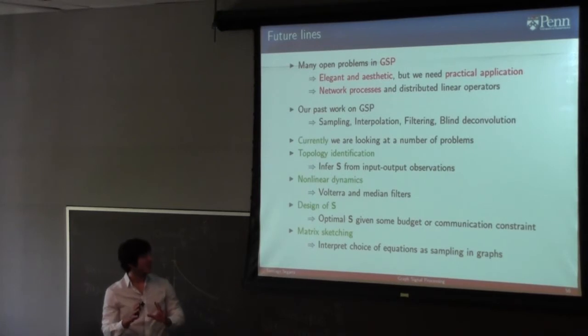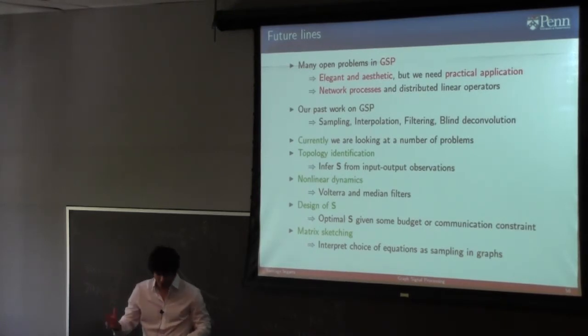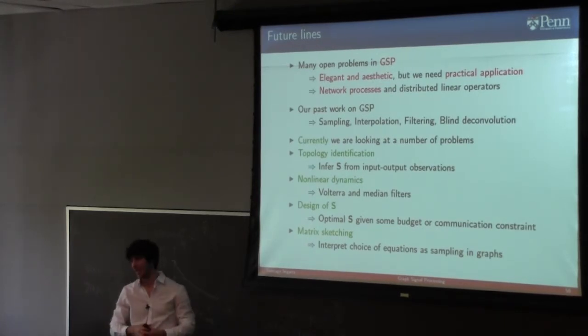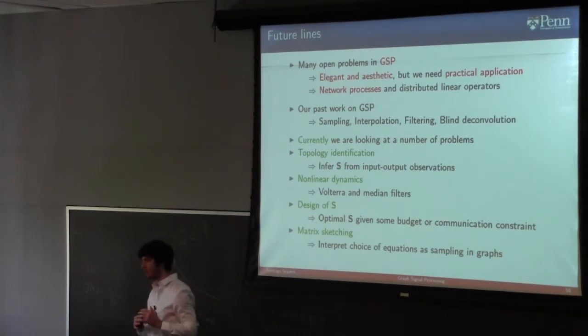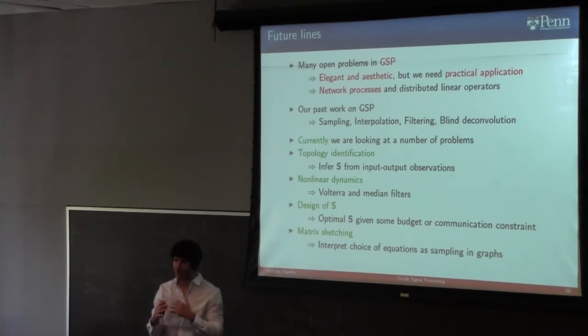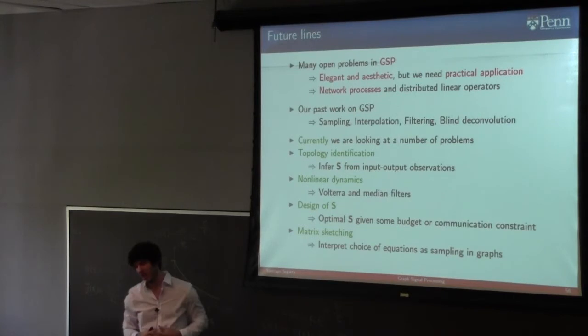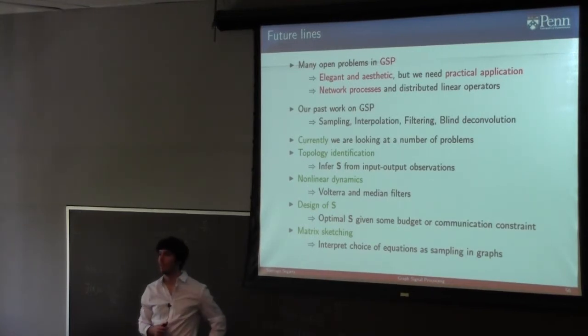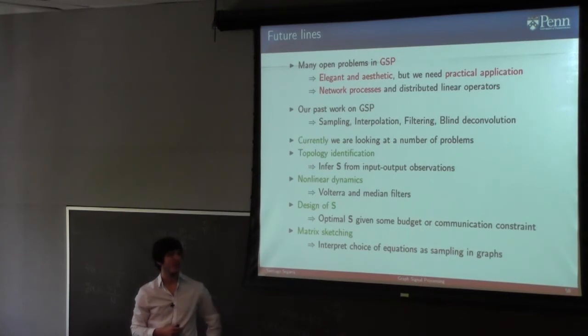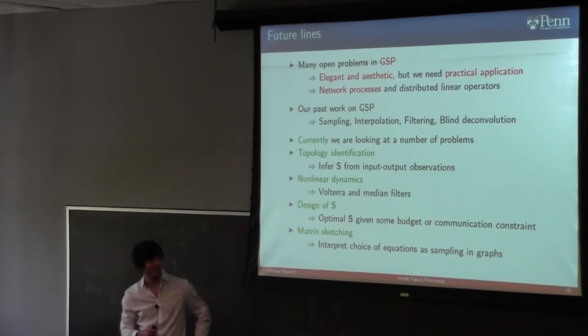And then matrix sketching. This is a statistical problem where the idea is that you have a very tall system of linear equations that you want to solve, but you don't want to solve it by solving all the equations, but rather you want to pick a couple of them. So you are sort of sampling in the space of equations, and the idea would be that you can use the theory of sampling in graphs to get some intuition into this statistical problem. And here Fernando is actually looking into this problem right now.